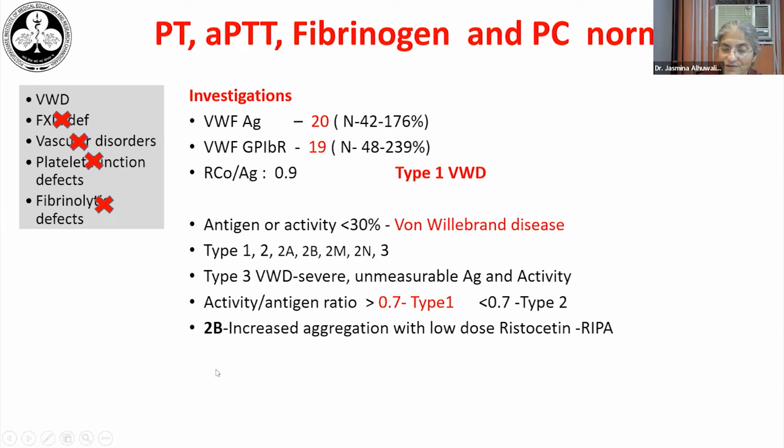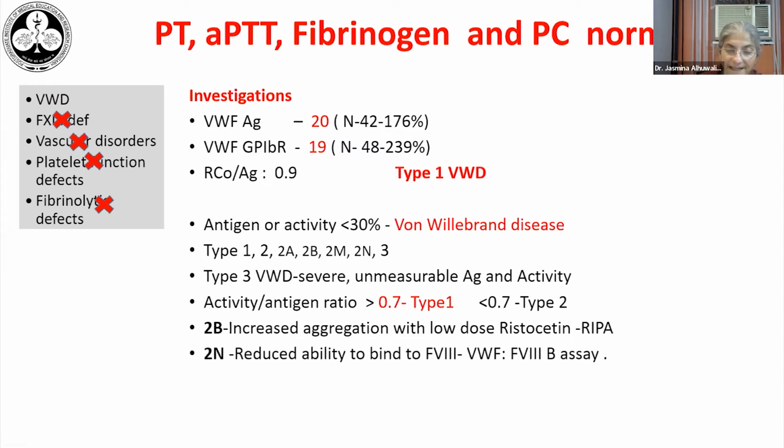If we make a diagnosis of a type 2 von Willebrand disease, then we need to see which one of them it is, 2A, 2B, 2M, or N. So for 2B, this type of von Willebrand disease is characterized by increased aggregation at low dose of ristocetin. So we do a ristocetin-induced platelet aggregation, which will show up this type 2B. In type 2N, the von Willebrand factor is unable to bind to factor 8. So this can be picked up by the von Willebrand factor 8 binding assay.